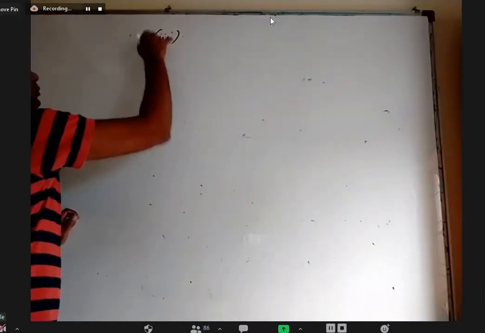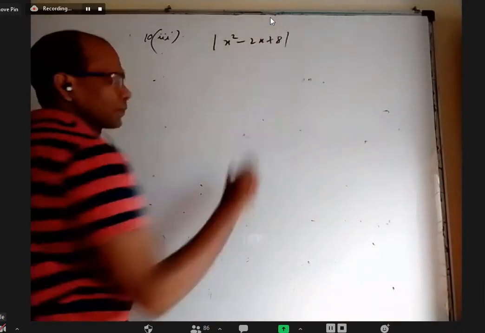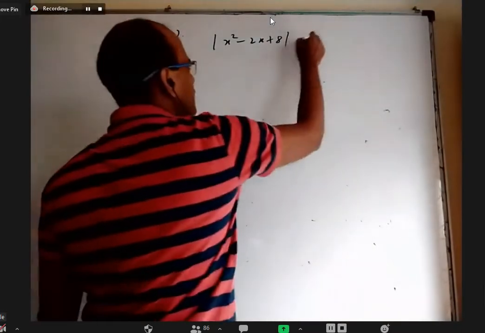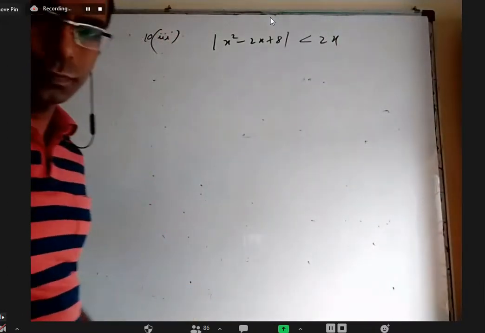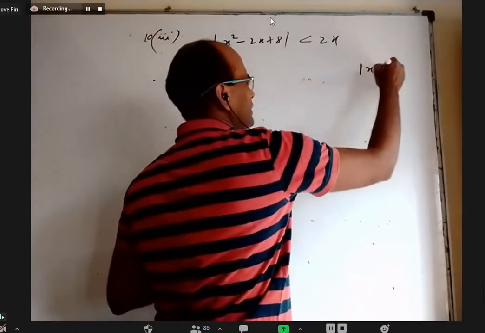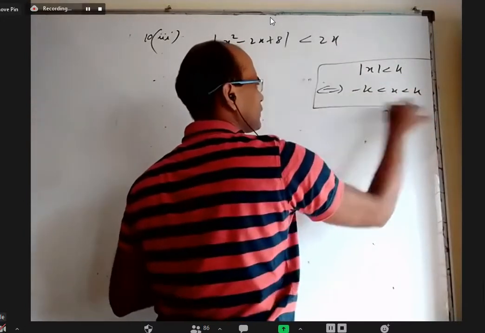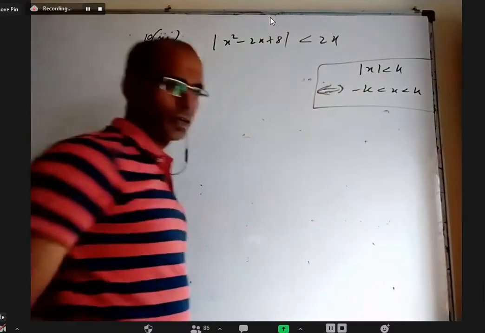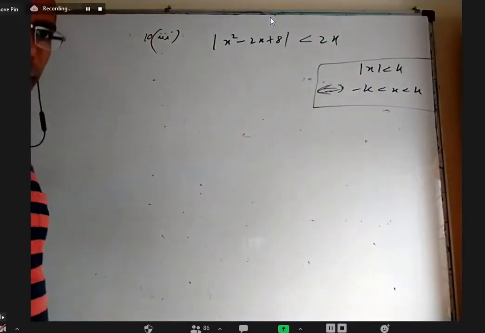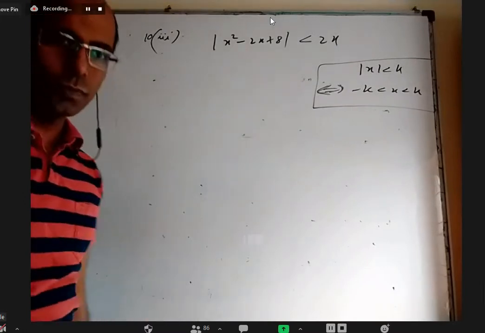Okay, tenth one, third one. Mod of x square minus 2x plus 8 should be less than 2x. We already know earlier that mod x less than k implies minus k less than x less than k. When we studied absolute inequalities, we discussed this. Otherwise I have to take the case when this is positive. Anyway, this is always positive, so I don't need that also. This is easier.